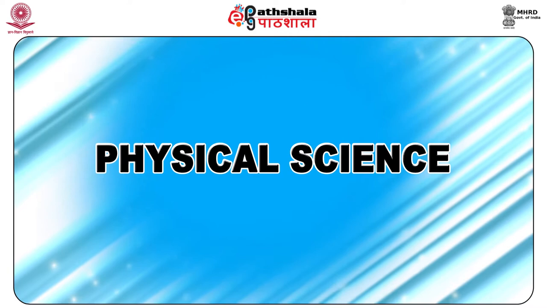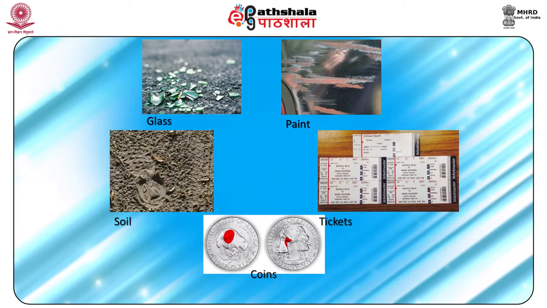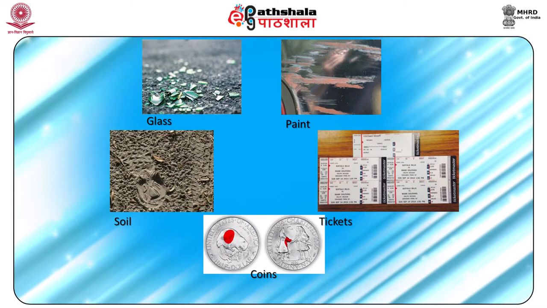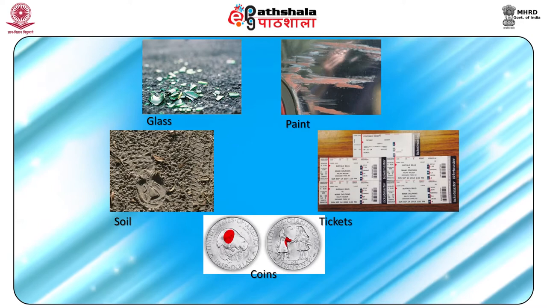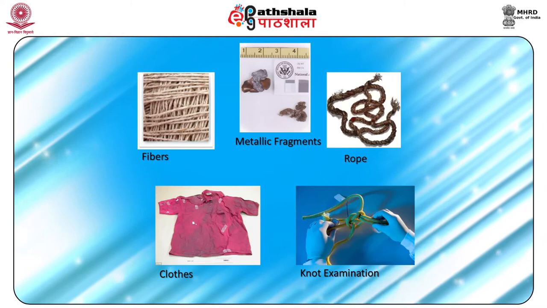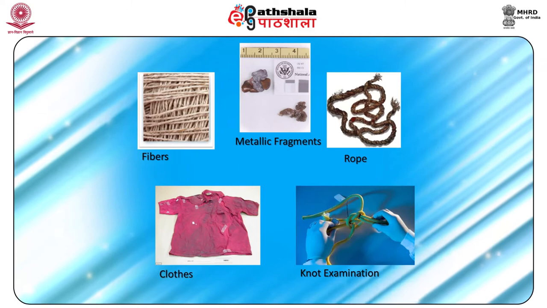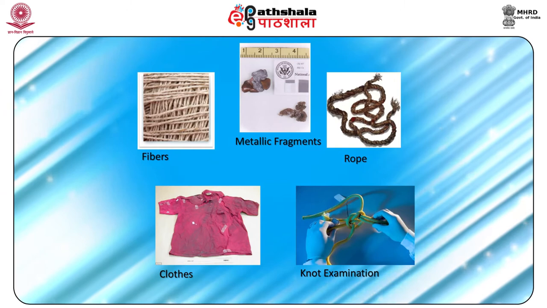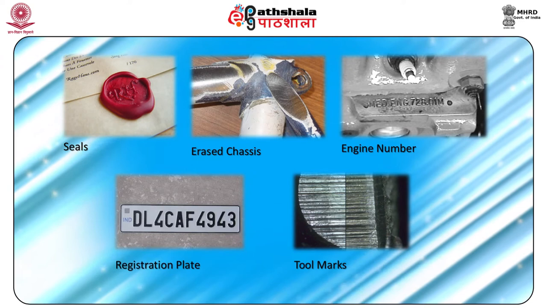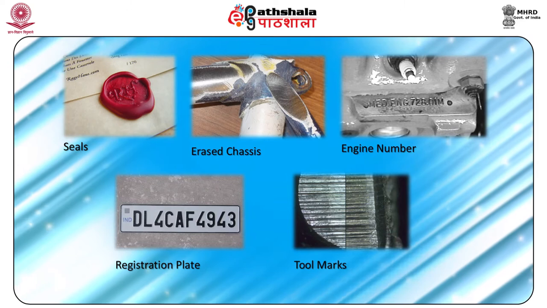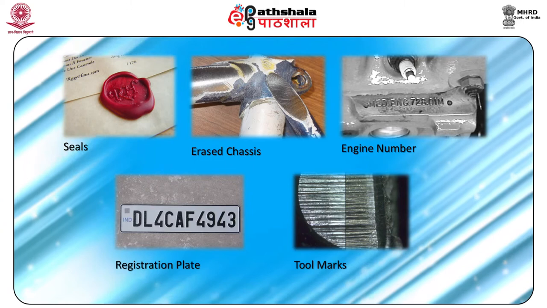Physical unit. In physical unit, analysis is done by employing different methods for examining evidences like glass, paint, soil, tickets of lottery, etc., coins, fibers, metallic fragments or pieces, threads, ropes, cloth pieces, struggle marks and cut marks on cloth, knot examination, examination of metallic seals, postal seals and wax seals, deciphering of erased chassis and engine number of vehicles, registration plate of vehicles, examination of tool marks, etc.